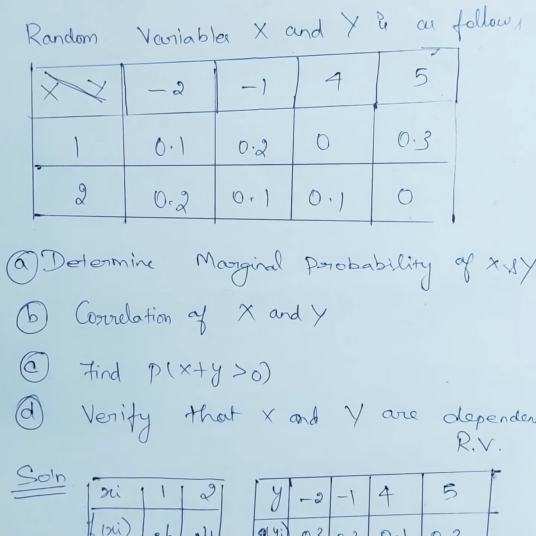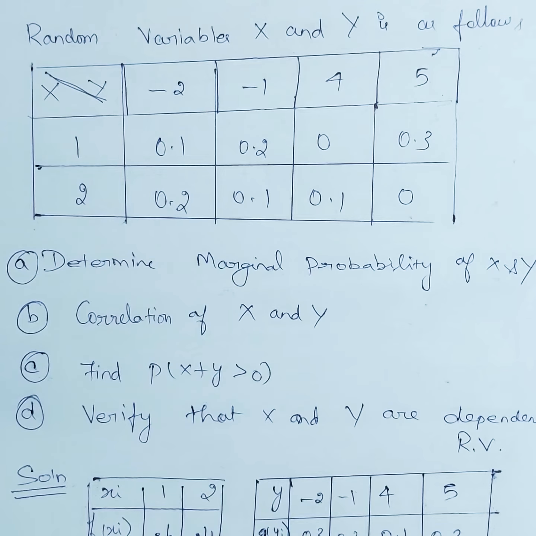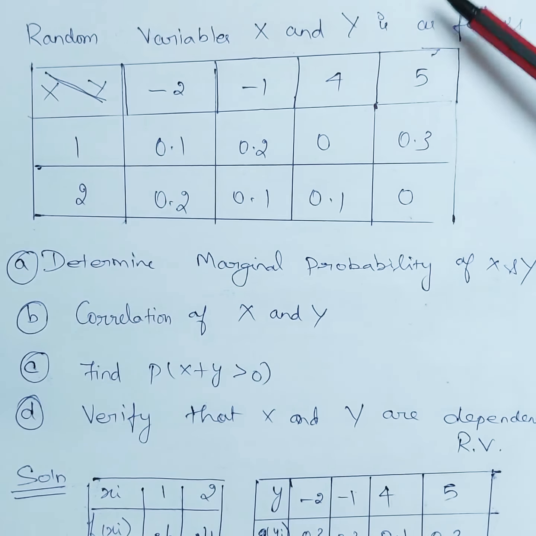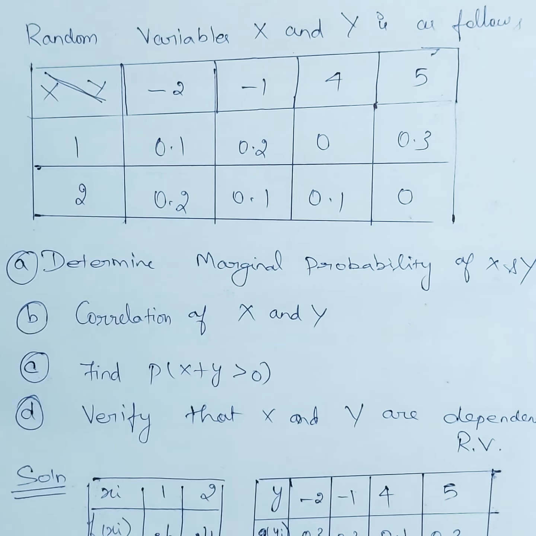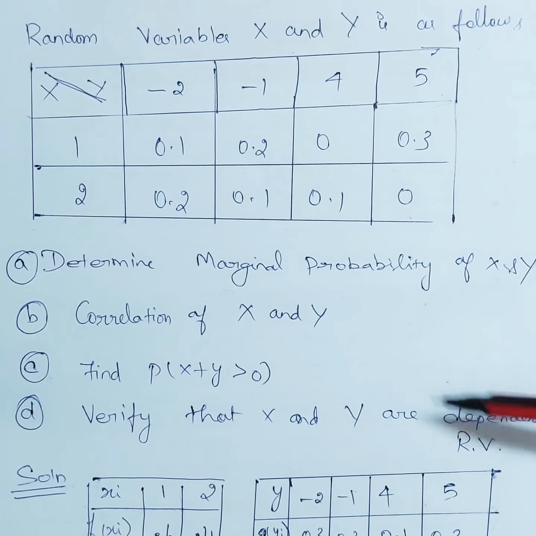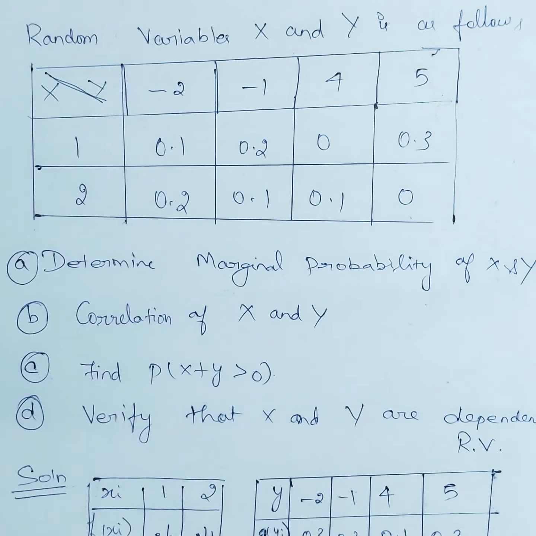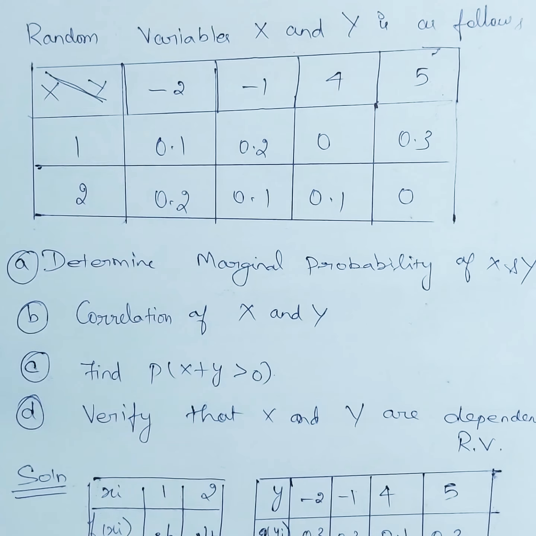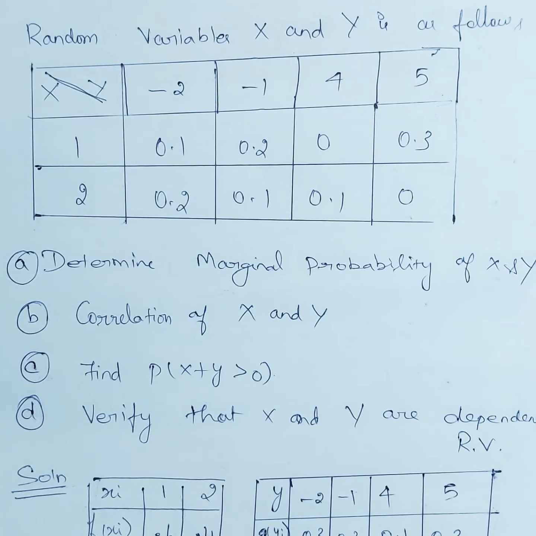Hello everyone. In this video, we'll see more problems in joint probability. So the first question is: the joint probability for two random variables x and y is as follows. We have to find the marginal probability of x and y, and the second one is the correlation of x and y. Third, P of x plus y greater than 0, and at last we have to verify that x and y are dependent random variables.